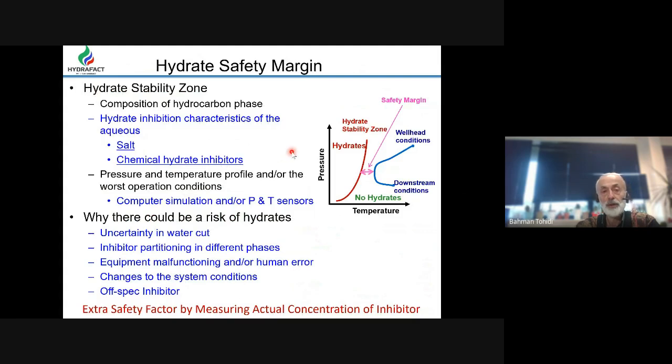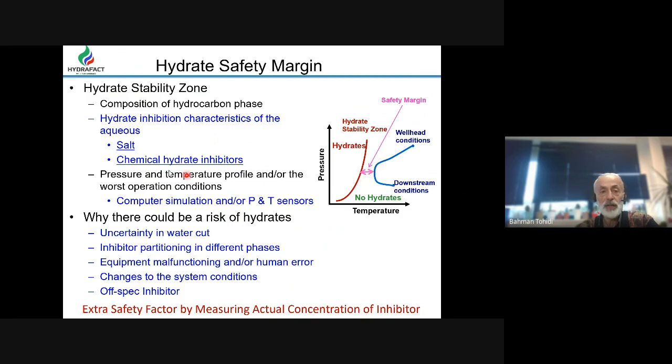So the hydrate stability zone depends on the hydrocarbon phase. I said that it doesn't change, and it depends on the aqueous phase, salt and chemical inhibitor. Now, the other point we need to find for the hydrate safety margin is the pipeline condition. For pipeline condition, there are different options. We can have pipe simulation, different software. We can have actual measurement in the pipeline, or we can assume seabed temperature and pressure can be measured. So there are various options to plot this line.